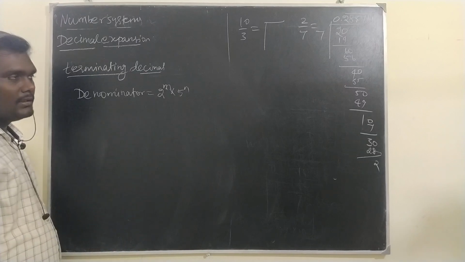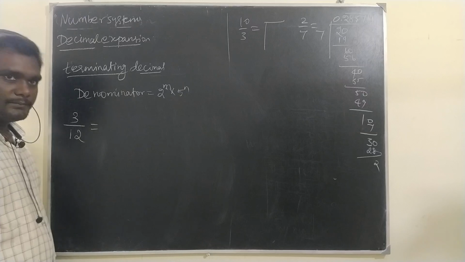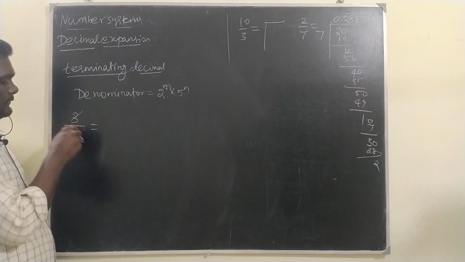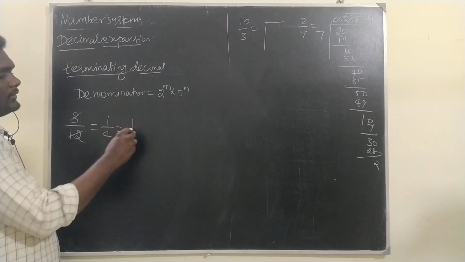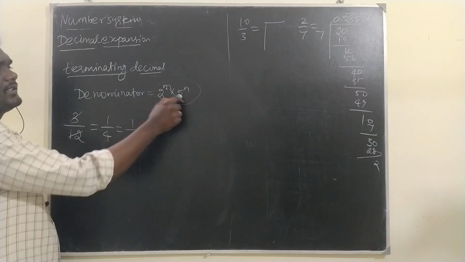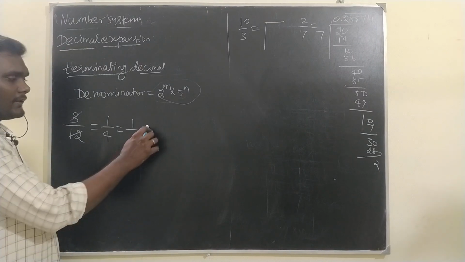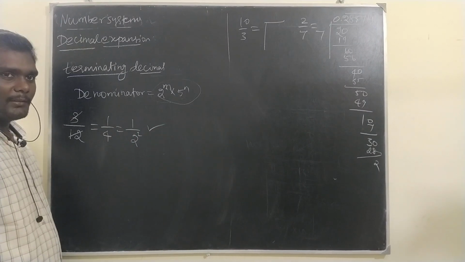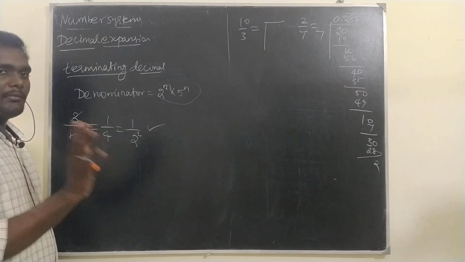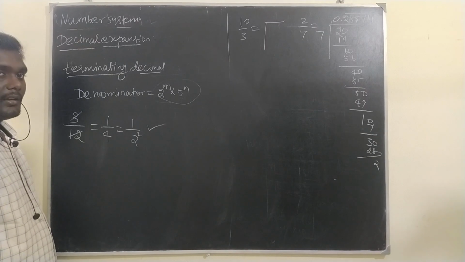Only this form. Take for example 3 by 12. If I divide, will I get a terminating decimal or a non-terminating decimal? Simplify this, you get 1 by 4. So that is 1 by 2 square. Yes, it is in this form. But sir, 5 is not there. Not a problem, this n will become 0. So yes, it is a terminating decimal. Without even actually doing the division, we can say whether it is terminating or non-terminating. We can't say the answer directly, but we can say whether it is terminating or non-terminating.